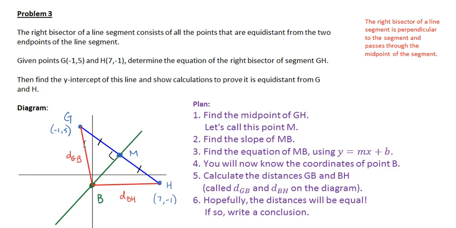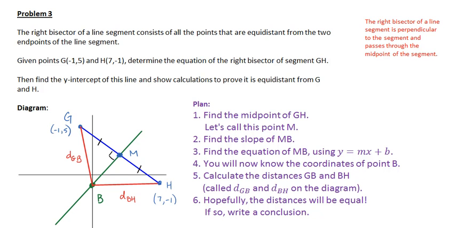Then we're going to calculate the two red distances shown on the diagram. And in this one, I've labeled the first distance dGB and the other one dBH. And then we're hoping that those distances will turn out to be equal because that's what we're trying to prove.